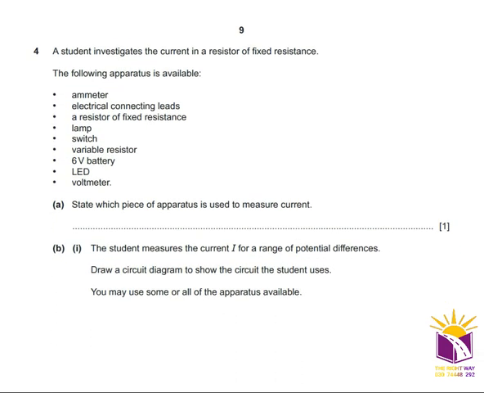Last question, question number 4. A student investigates the current in a resistor of fixed resistance. The following apparatus is available. Ammeter, electrical connecting leads, a resistor of fixed resistance, lamp, switch, variable resistor, 6-volt battery, LED and voltmeter are given. Part A. State which piece of apparatus is used to measure current. Ammeter is used to measure current.